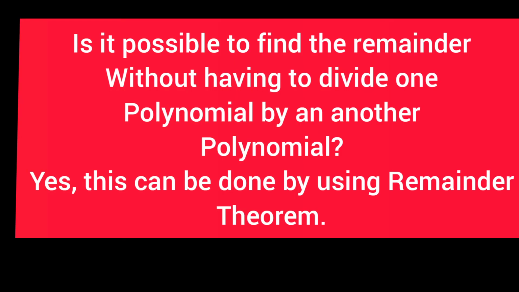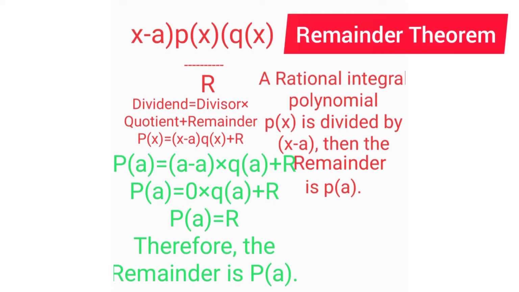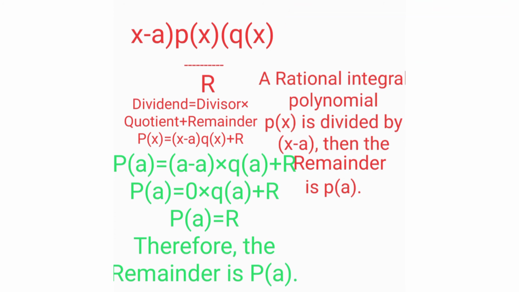So the question is, is it possible to find the remainder without having to divide one polynomial by another polynomial? Yes, this can be done by using the remainder theorem. According to this theorem, if a rational integral polynomial p of x is divided by x minus a, then the remainder is p of a. Suppose here, according to the division algorithm, p of x is divided by x minus a, quotient is q of x, remainder r.